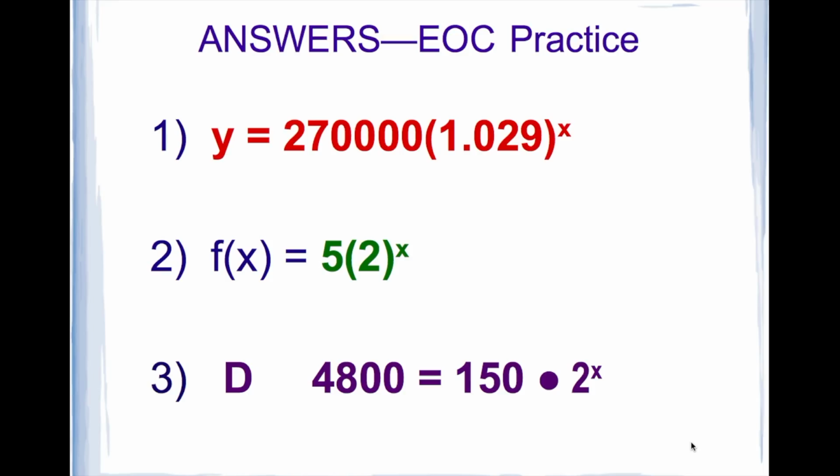We can also check our answers to the other 2 samples. 270,000 was the beginning amount, and it was increasing at 2.9%, which is 0.029 as a decimal added on to 1. And in number 2, they said use f of x. I think on the test they had the f of x in there for you. 5 fish to begin. They were doubling, so that's your factor of 2 raised to the power of x. And we already discussed number 3.